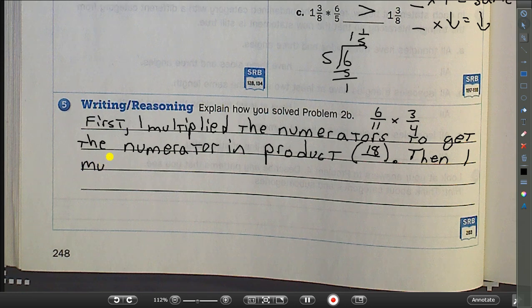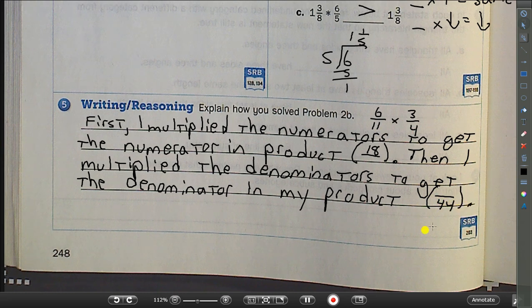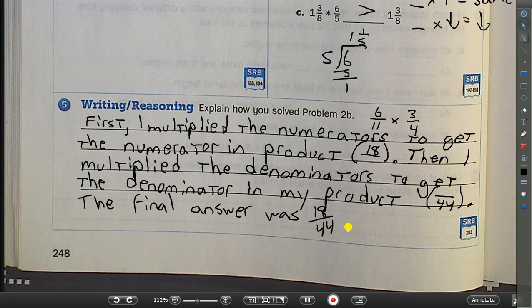Then I multiplied the denominators to get the denominator in my product. And in parentheses, that was the 11 times 4. That's where we got the 44. All right, so that's where we got the 18 for the numerator position. That's where we got the 44. And the final answer was 18 over 44.